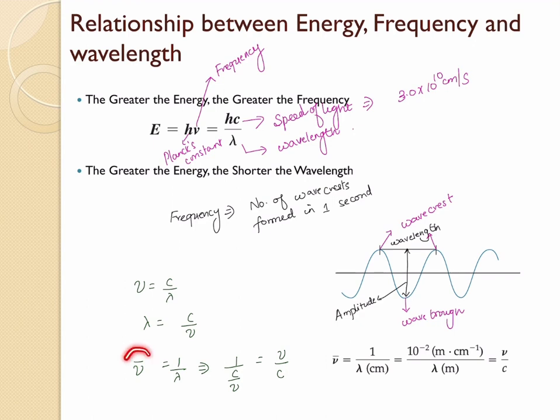So wave number is directly proportional to frequency, but it is inversely proportional to wavelength. So when you say high energy radiation, it is associated with high frequency and large wave numbers, but short wavelengths.